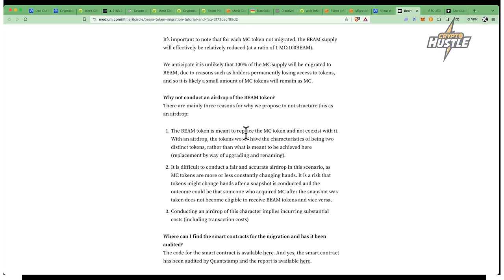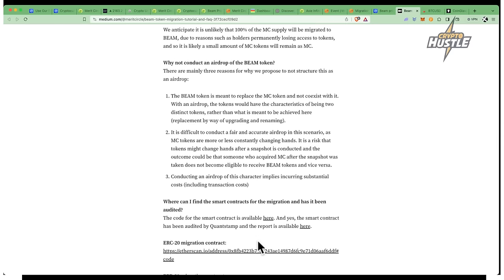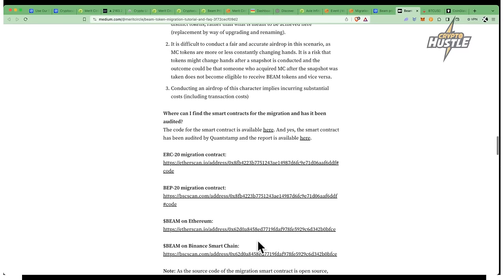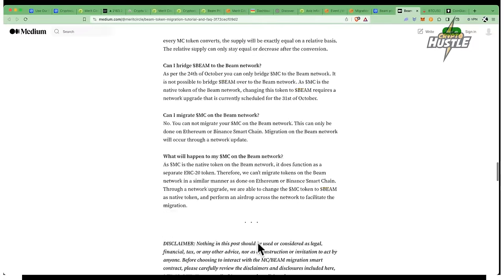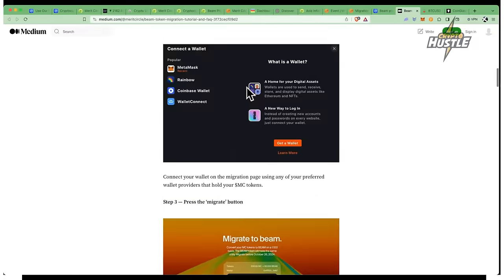The Beam token is replacing MC, which already exists. It is difficult to conduct a fair and accurate airdrop in this scenario, as MC tokens are more or less constantly changing hands. And conducting an airdrop of this character implies incurring substantial costs, including transaction costs. So that's basically it. I'll put the link of this in the description below so that you guys can follow.